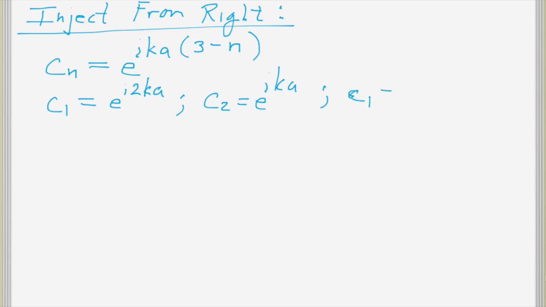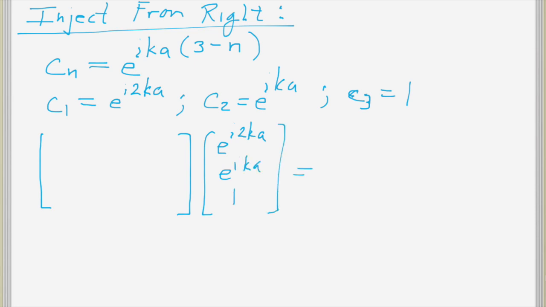C3 is 1. So that's the vector I'm going to put in for the right-hand side again. Again, I write out my equation. It's the same matrix as before. That never changes. Now I've simply got e to the i 2Ka, e to the ika, and 1 equal to 0, 0, i h bar v over a. And I've sort of just permuted the equations in a way, right? I mean, I flip the C vector upside down, and I flip the right-hand side upside down. So it should be pretty obvious that everything's going to hold.